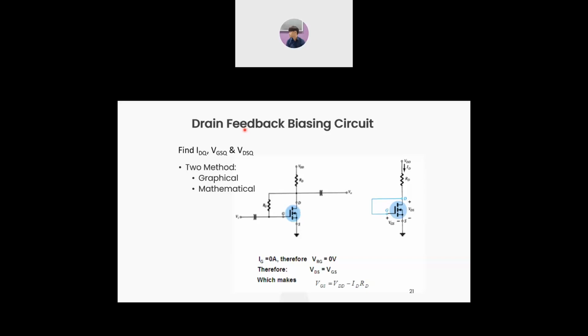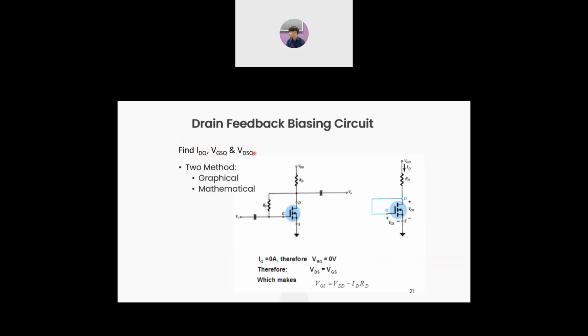So in a drain feedback bias circuit, when we want to solve it, it is similar to BJT. We have two methods, which are the graphical and the mathematical. For example, this question is asking to find IDQ, VGSQ, and VDSQ. IDQ is ID, the current flowing through the terminal D, and then we have VGS, which is here.